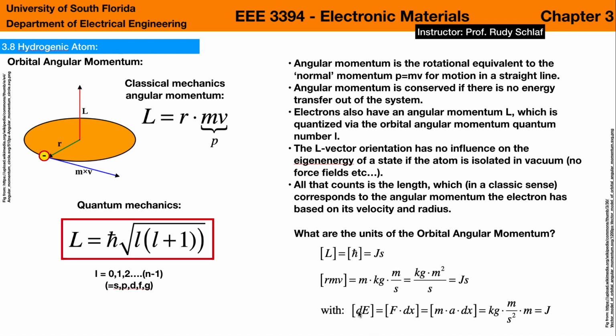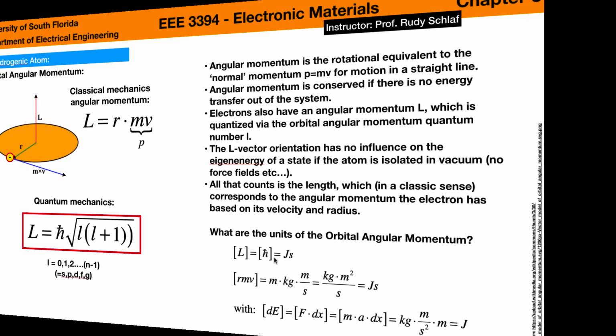Well, if you look at the units of energy in mechanics, you will find that the units of energy are the units of force times the distance, and that translates into m times a times the distance, and so we can say that the energy units are kilograms times meter divided by second squared times meters. And so it's obvious that this here is just joule seconds. So it's nice to see that we get the same units for the classical mechanics and the quantum mechanics case.